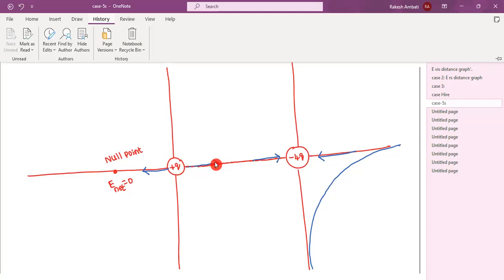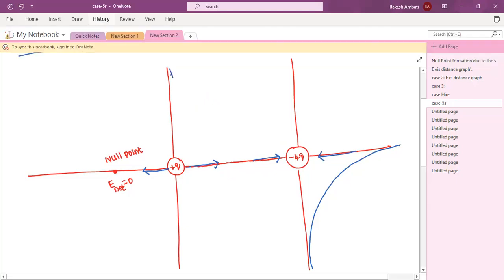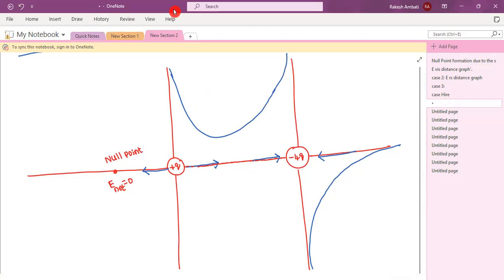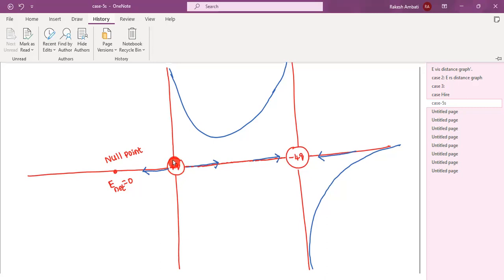So if the electric field is in the positive direction, draw the graph on the positive side. Same thing here, the field is in the positive direction, so the graph is on the positive side. But for a smaller magnitude charge, the electric field is weaker. So the graph will be like this. It is an asymmetric graph. Smaller magnitude charge, weaker electric field.